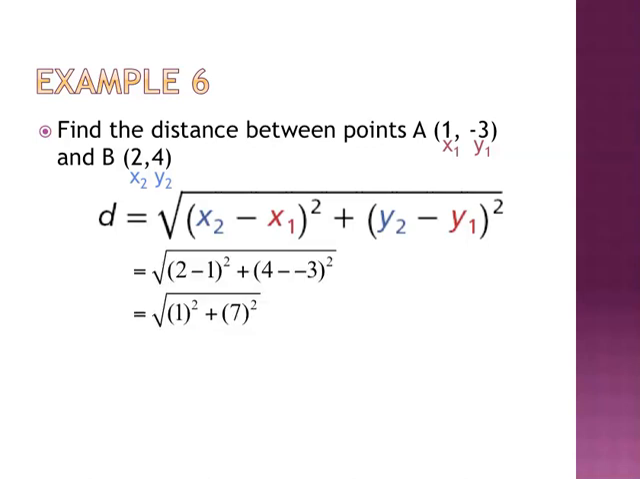All right, so we have 1 squared and we have 7 squared. We add those together before taking the square root. And so we get the square root of 1 plus 49, so the square root of 50. Now we can simplify that. We can pull out a perfect square here, the square root of 25, which is equal to 5. So this is equal to 5 root 2. So the distance between points A and B is 5 root 2.